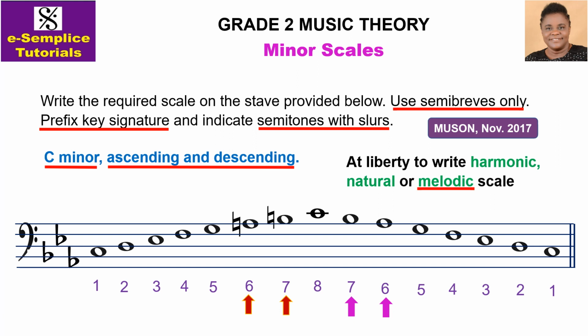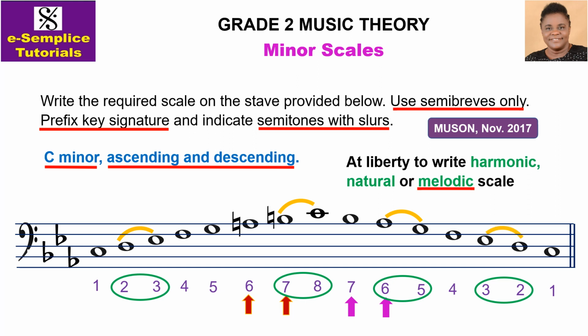In an ascending melodic scale, the slurs will be at degrees 2/3. Let's just go ahead and add the slur immediately. Then 7/8. Let's add the slur on that. In the descending scale, the slurs are at 6/5. Let's add our slur. Then 3/2. Let's add our slur. And we have fulfilled all the conditions required for this question. So that's how to answer a question like this.